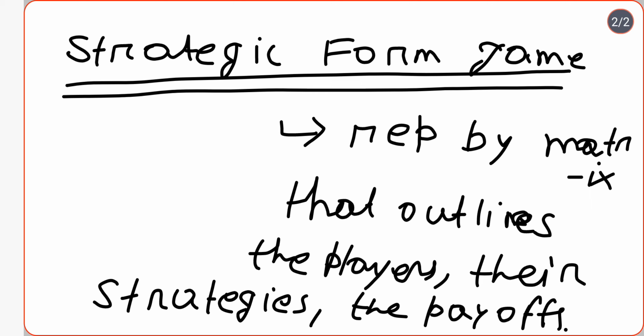Strategic form game is suitable for games where players make their decisions simultaneously, without knowledge of others' decisions. Suppose there are two players. Player 2 doesn't know the decision of player 1, and player 1 doesn't know the decision taken by player 2. Both players are unaware of the other's decision, and each takes their decision simultaneously.